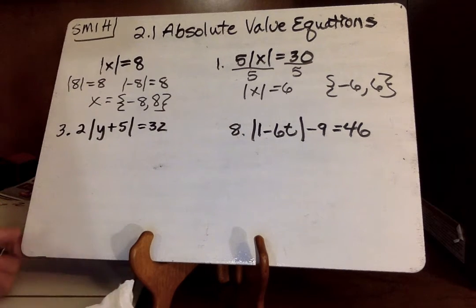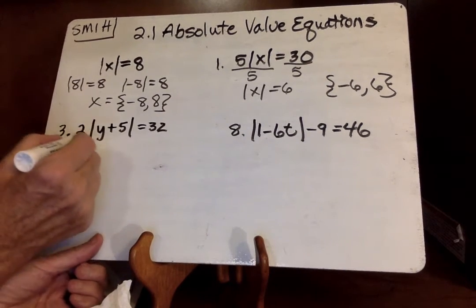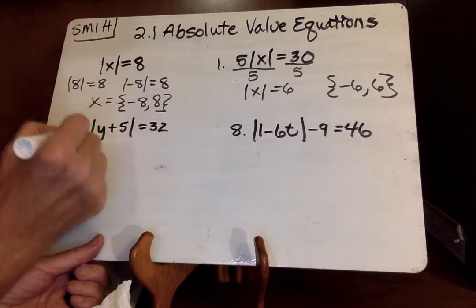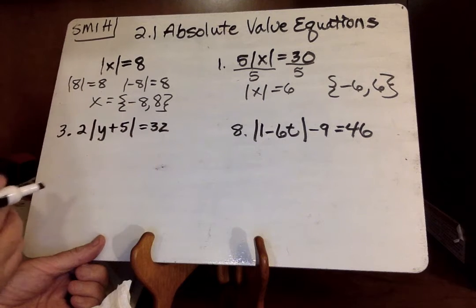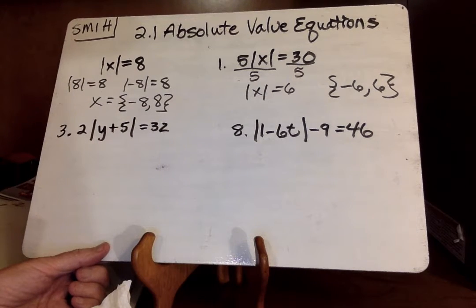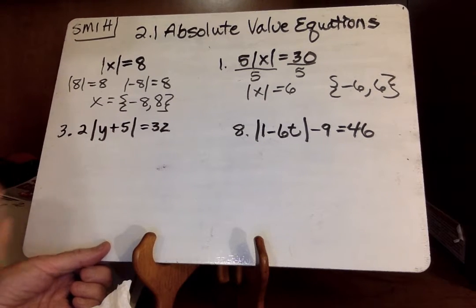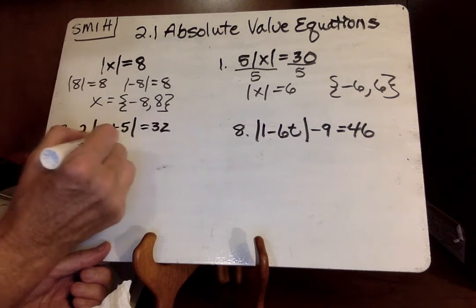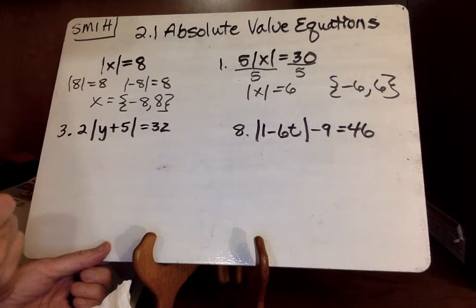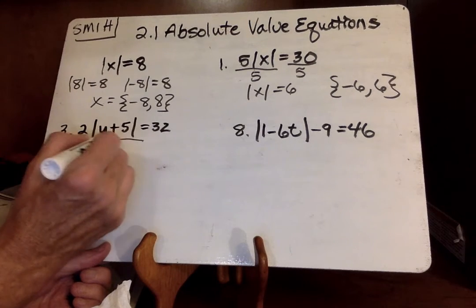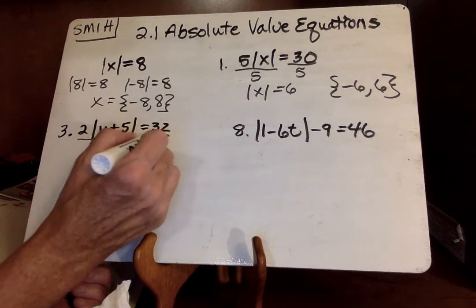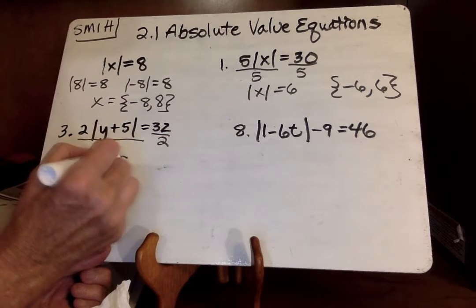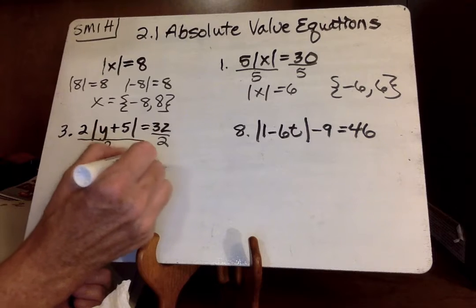Okay? All right. Now, we treat this whole thing like it's a variable. So first we're going to solve everything around it, and then we're going to split it up into two equations. And I'll show you how to do that here in just a minute. Now this is 2 times the absolute value of this whole set equals 32. So first we want to get rid of the 2 in the front, so we divide everything by 2. Then we get the absolute value of y plus 5 equals 16.